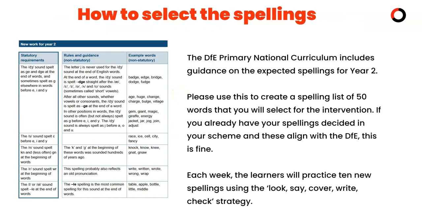So how to select the spellings. So the DFE National Curriculum includes guidance on the expected spellings for Year 2. Please use this to create a list of at least 50 words that you will select for the intervention. If you already have your spellings assigned in your scheme of work and these align with the DFE, this is fine. Each week, the learners will practice at least 10 new spelling words using the look, say, cover, write, check strategy.